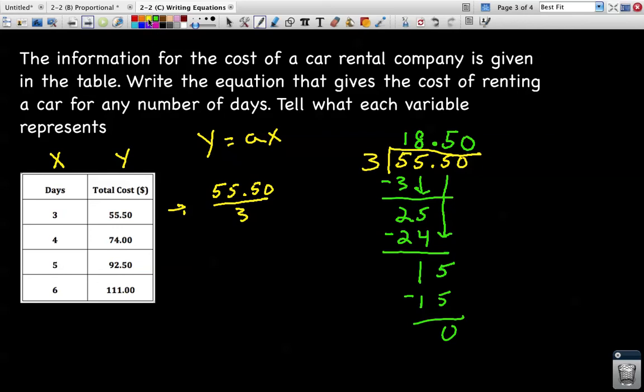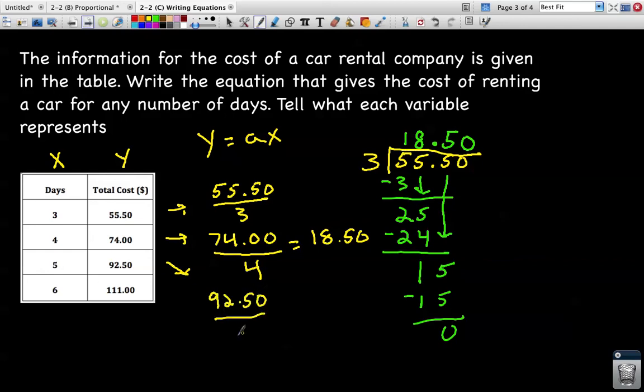Now what I would want to do is check that and make sure that it holds true with my other values. So I have 74.00 divided by 4. Just for the sake of time, I'm not going to work it out. It will be 18.50. And that will hold true for all of these. $92.50 divided by 5 does equal 18.50. And I can also do it with 111 divided by 6.